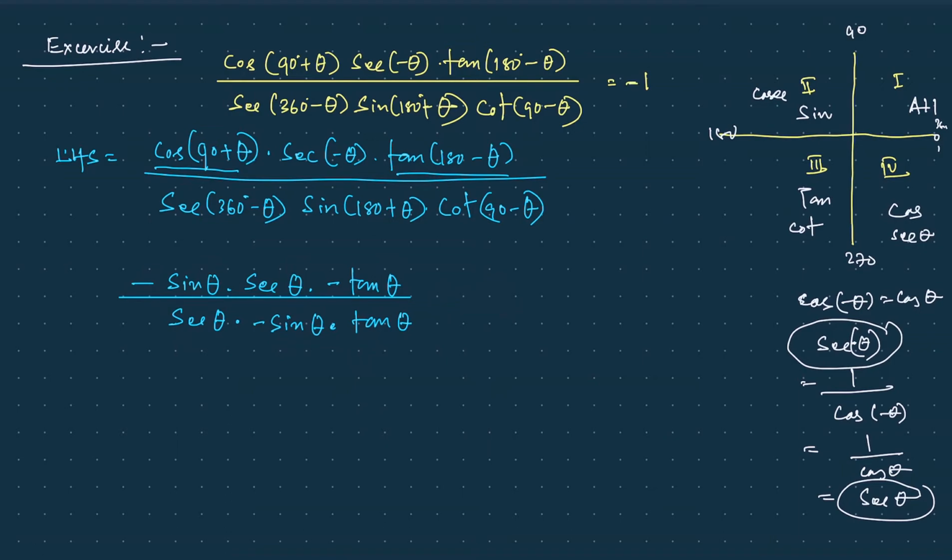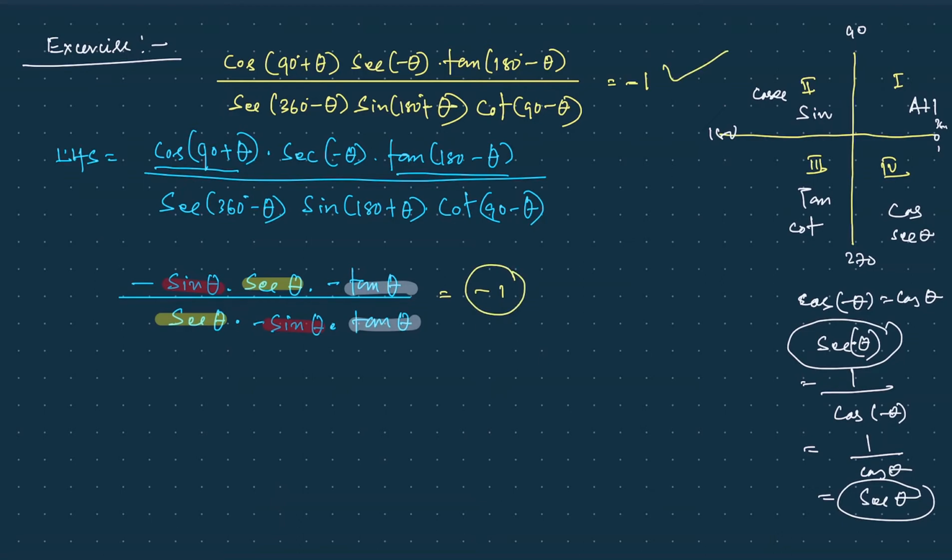Okay, we need to prove. So the final answer is what? You can see this sin theta and this sin theta will cancel. Then sec theta and this sec theta will cancel. Then this tan theta and this tan theta will cancel. So the remaining answer will be what? Negative 1. Okay. So we have proved the right hand side.